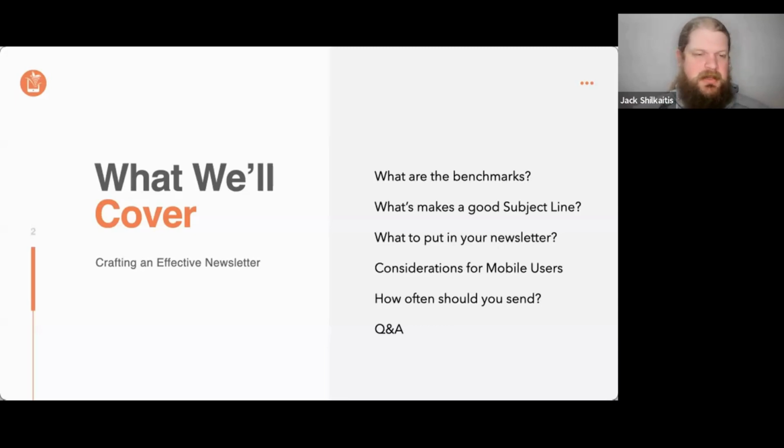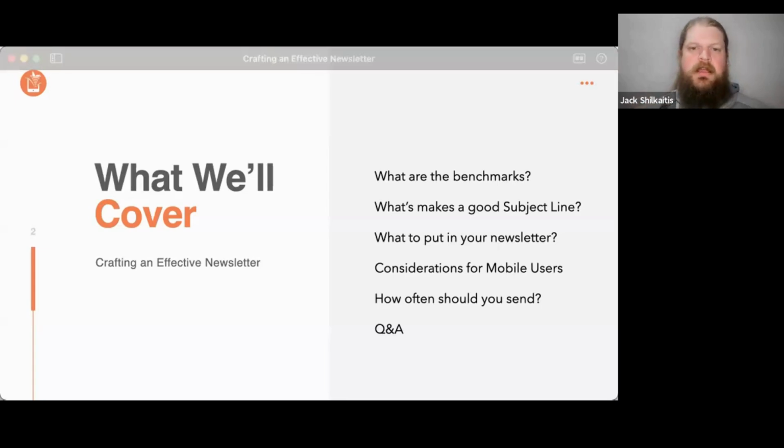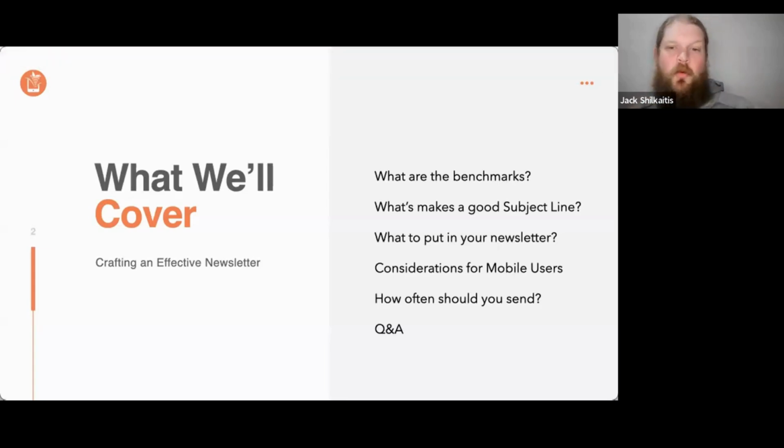We're going to spend some time talking about subject lines, some things you can do to make your subject lines more compelling. What should you put in your newsletter? We're going to talk about that as well. The content that goes in your newsletter, I think, is one of the number one things that makes for an effective newsletter. And then some considerations for mobile users in particular. And then how often should you send your newsletter? These are some of the things we're going to talk about in this context.